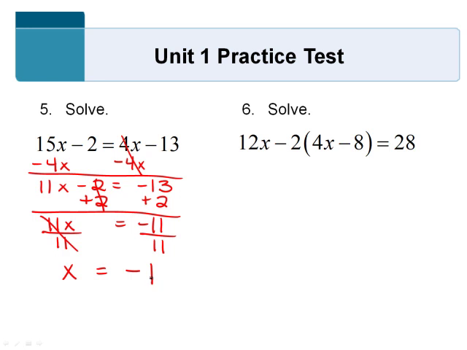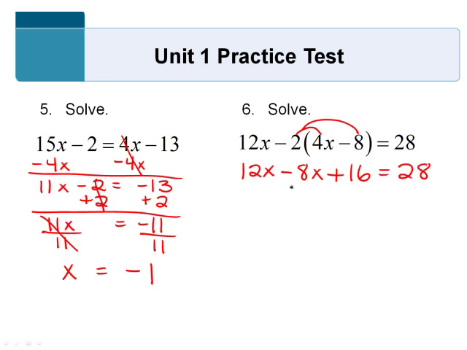Okay, number 6. On this one, we've got some parentheses that we need to get rid of. So we're not going to mess with the 12x at all. That is just going to come down. But we're going to distribute the negative 2 through the parentheses. So negative 2 times 4x is negative 8x. Negative 2 times negative 8 is positive 16, equals 28.